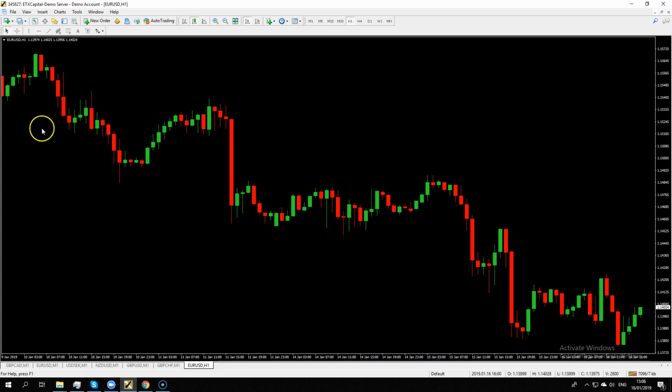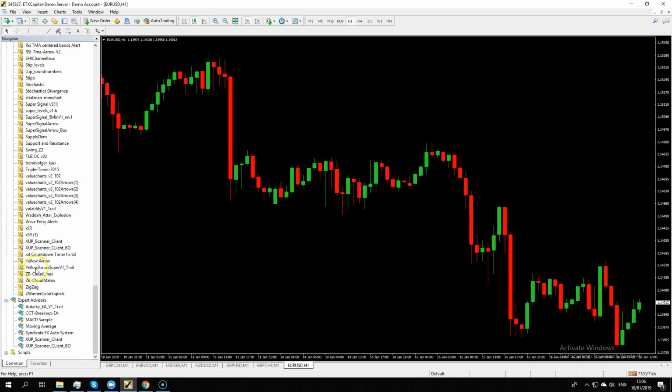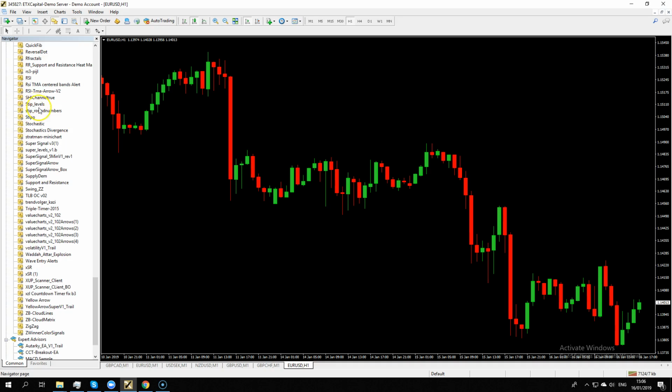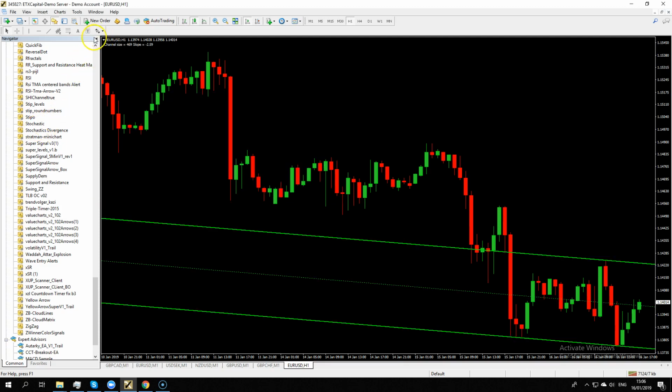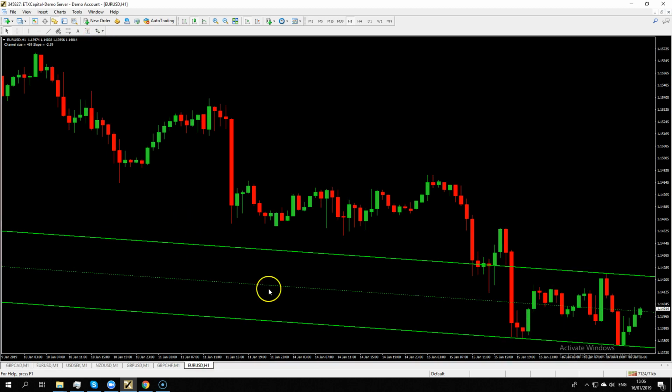So if you draw an imaginary line going down here and another one going down here, it's called a channel. So price likes to move between channels. So let's add in our channel chart. Just give me 1 second while I add that in. So I'm just going to look for it here, here we go, SHI. So I just move this indicator into here, click OK, and there is our channel chart.